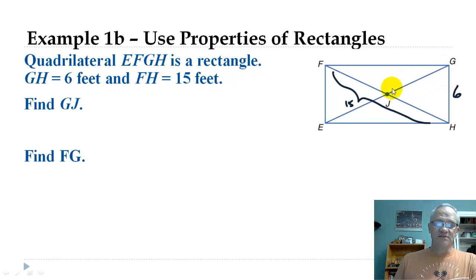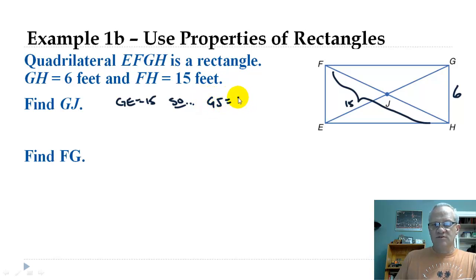Well, this is kind of similar to the last one that we did, right? Where we said, hey, if FH is 15, then GE has to be 15. So if that, then GE would have to be 15. And so JG is half of that, right? And so that means 15 divided by 2 would be what? 7.5. Okay? All right, now what about this?